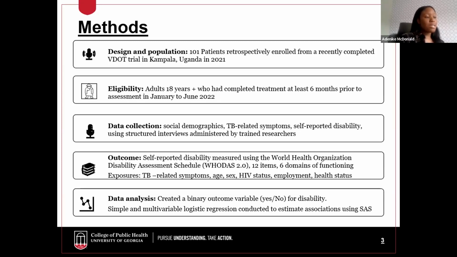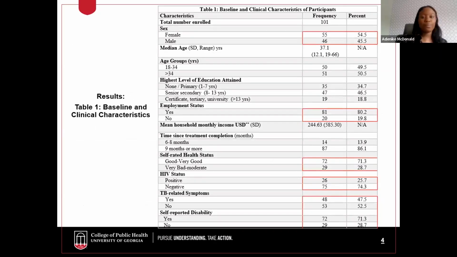For data analysis, we created a binary outcome variable for disability, which was yes or no. Yes being that the participant reported disability in one or more of the 6 domains, and no being no disability reported at all. We conducted simple and multivariable logistic regression, and all of this was done in the SAS software.